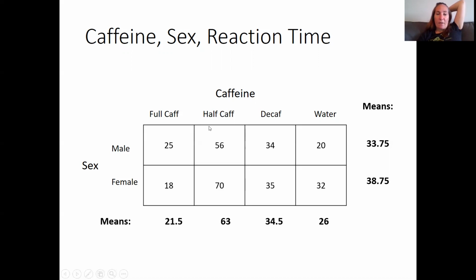We could do the same thing with our caffeine variable here, where we have full caffeine, half calf, decaf, and water. So water would be 20 plus 32 divided by 2. And so on and so forth. And so these are the means for caffeine. This is regardless of sex, right? Sex doesn't matter for this. Just like the caffeine dose doesn't matter for this. This is just the reaction time for males versus the reaction time for females. This is just the reaction time of caffeine versus the reaction time for half calf versus the reaction time of decaf versus the reaction time of water.